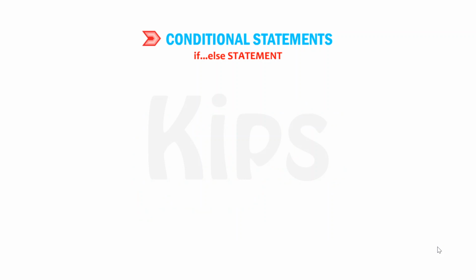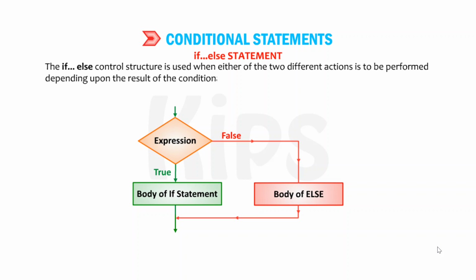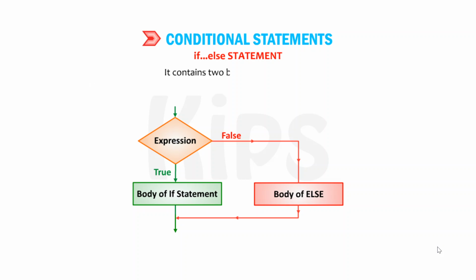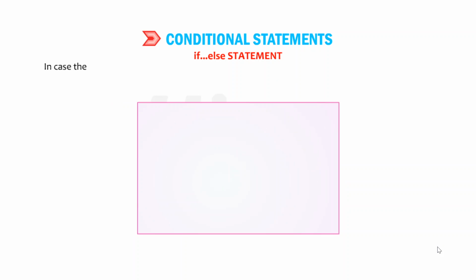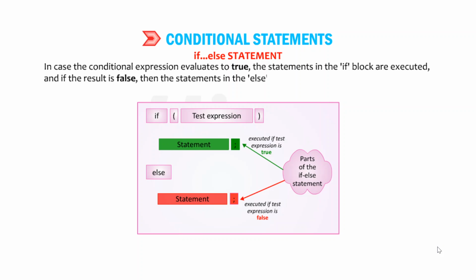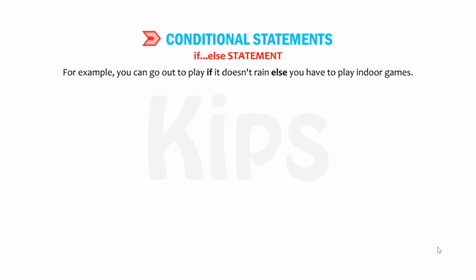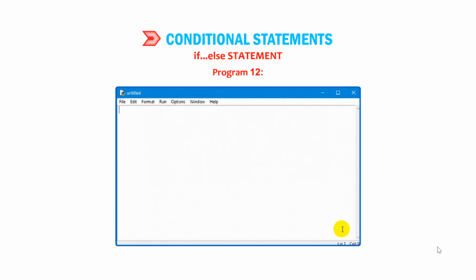If-else statement. The if-else control structure is used when either of the two different actions is to be performed depending upon the result of the conditional expression. It contains two blocks of statements. In case the conditional expression evaluates to true, the statements in the if block are executed, and if the result is false, then the statements in the else block get executed. For example, you can go out to play if it doesn't rain, else you have to play indoor games. Syntax: if statements set 1, else statements set 2. Program 12.